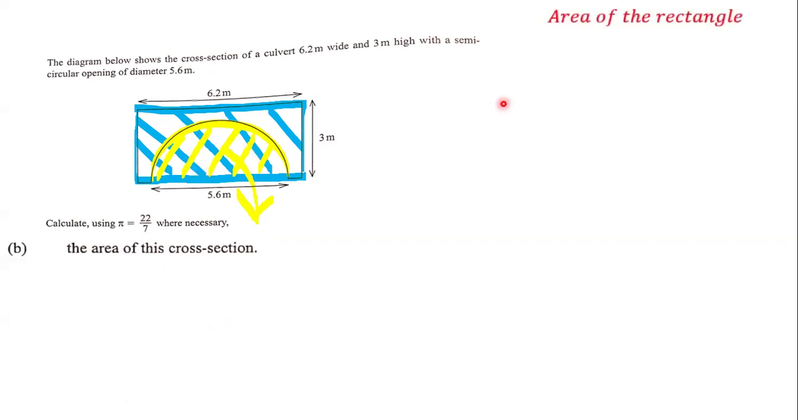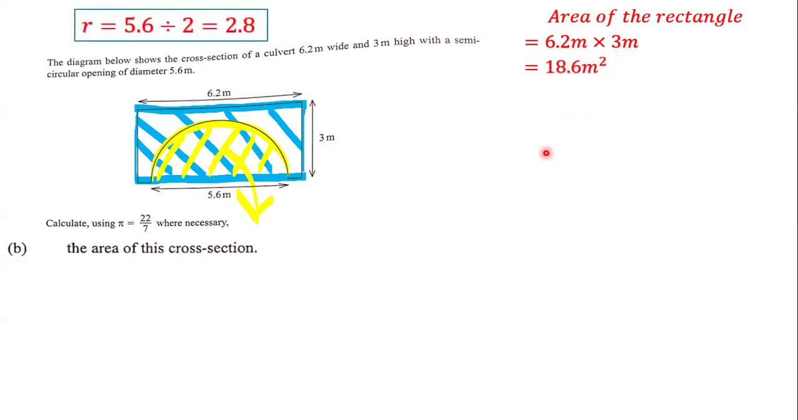So first, let's determine the area of the rectangle. It's going to be length times width. The length in this case is 6.2 meters. The width is 3 meters. And so when we multiply them, we get 18.6 meters squared. That's the area of the rectangle. Next, we have to figure out the area of the semicircle.